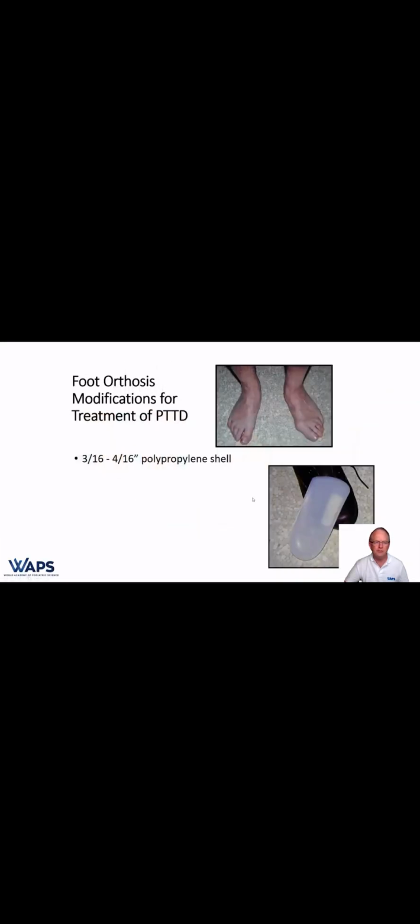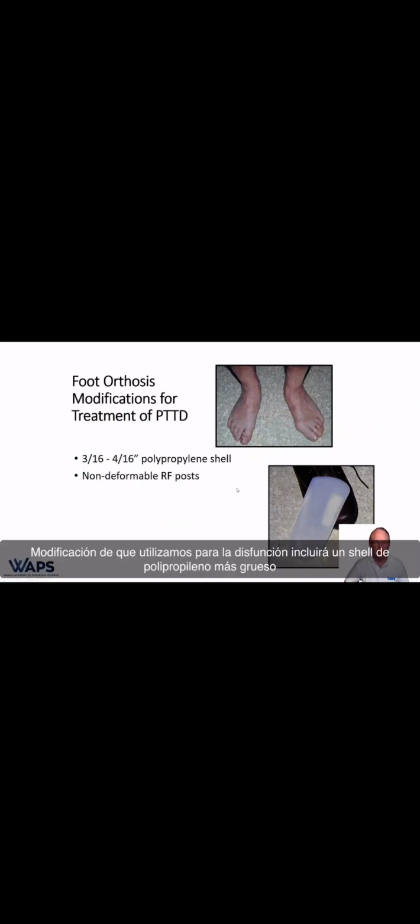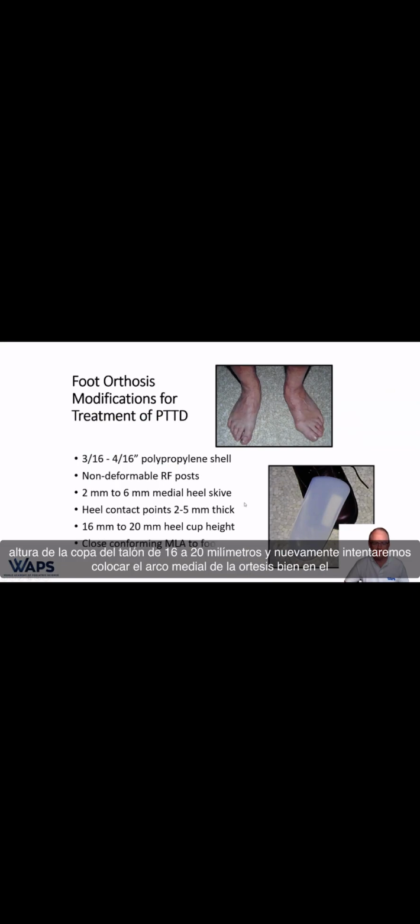Foot orthosis modifications we use for posterior tibial dysfunction will include a thicker polypropylene shell, 3/16 or 5 millimeters to 4/16 or 6 millimeters polypropylene shell. We'll use a plastic rearfoot post. Medial heel skive will be anywhere from 2 to 6 millimeters. Heel contact points, especially if they have an equinus, will be thicker. We'll use a 16 to 20 millimeter heel cup height.